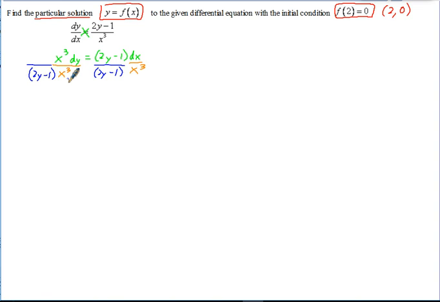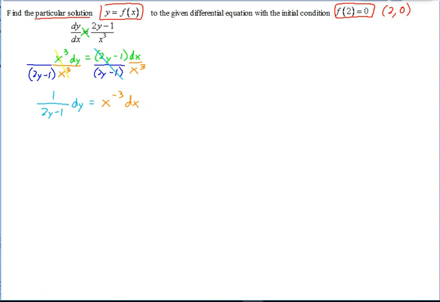So now let's look at what we're left with here. The x cubes reduce out, so on this side we have 1 over 2y minus 1 dy, and on this side 2y minus 1 is reduced out, where we have 1 over x cubed, which could be written as x to the negative 3 dx. Now the variables are actually separated.